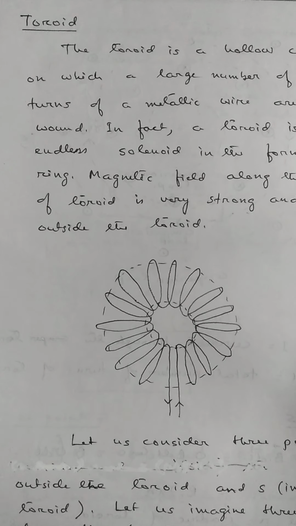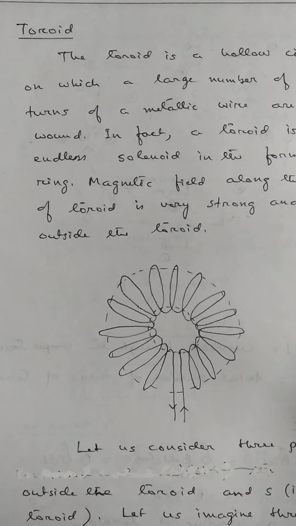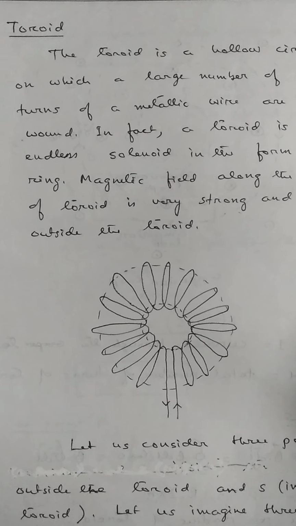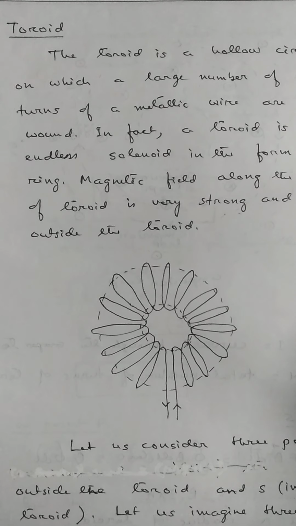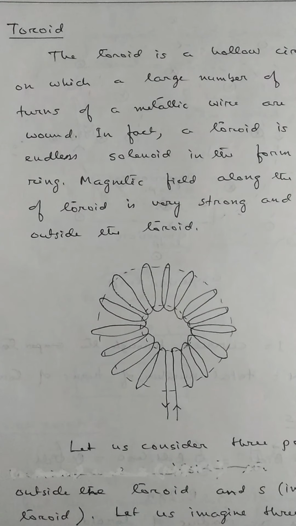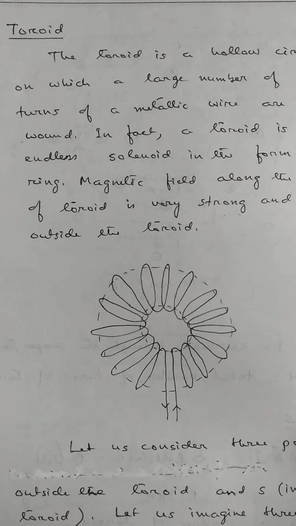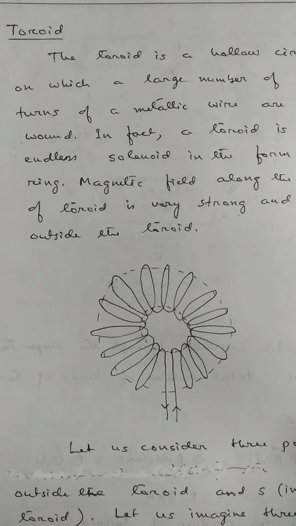Today we are going to discuss the toroid. A toroid is an endless solenoid. We know that a current carrying solenoid acts as a bar magnet. One end of the solenoid acts as a north pole and the other end acts as a south pole.